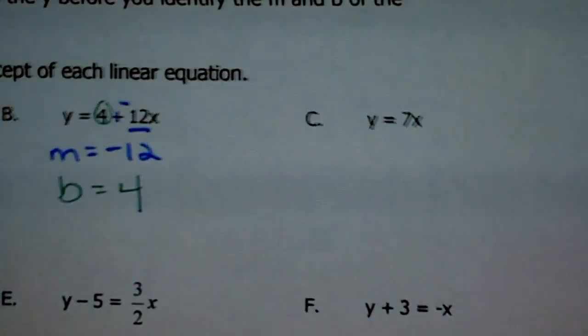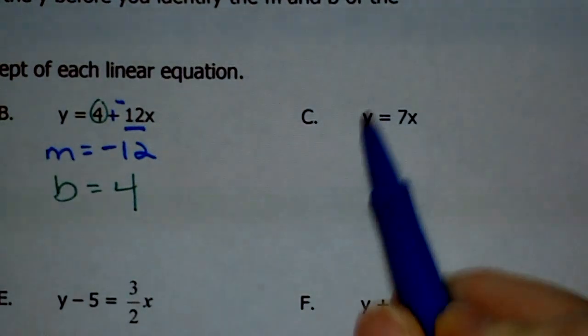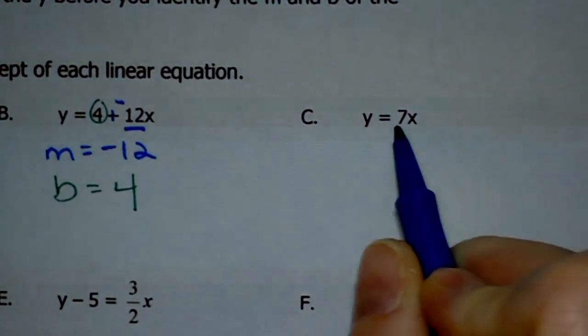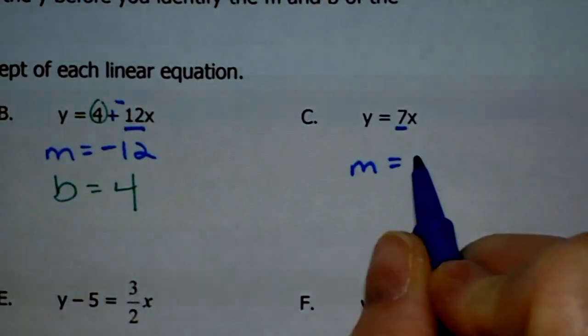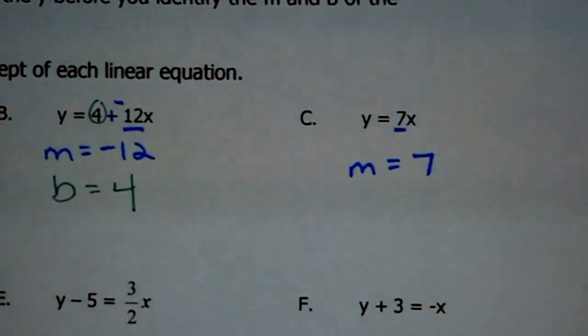Okay, C is kind of special. When you look at C, y is already isolated. Now in looking at this, I see, yep, the coefficient of x, my slope, is 7. But I don't see anything being added. Do you remember in direct variation when you had equations where nothing was being added? What point was on the graph?